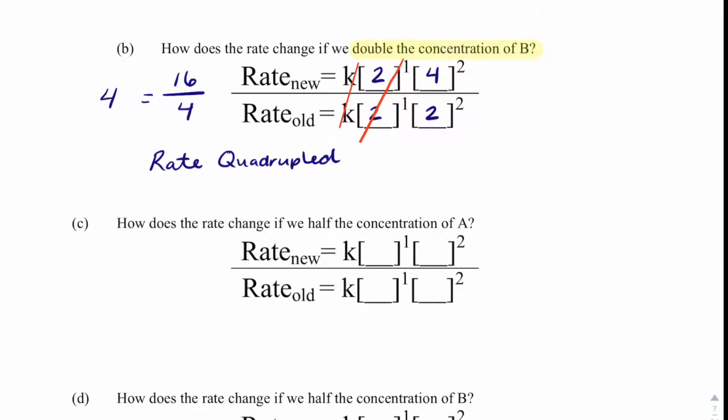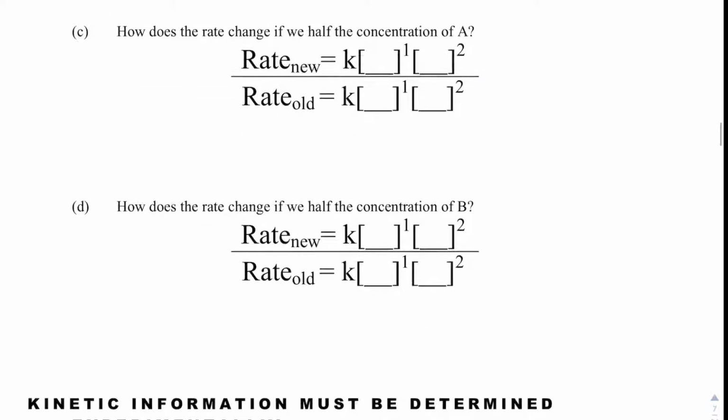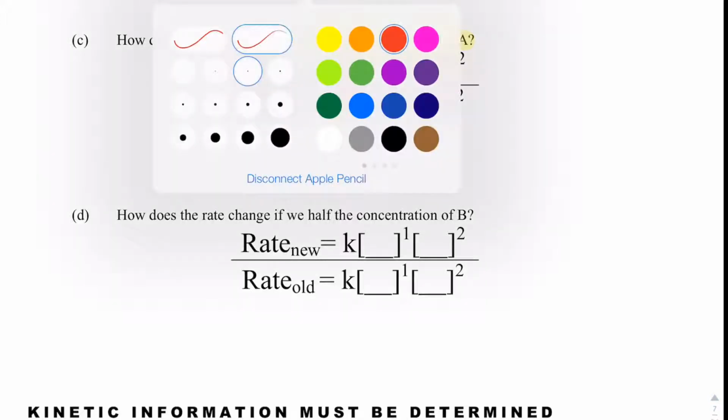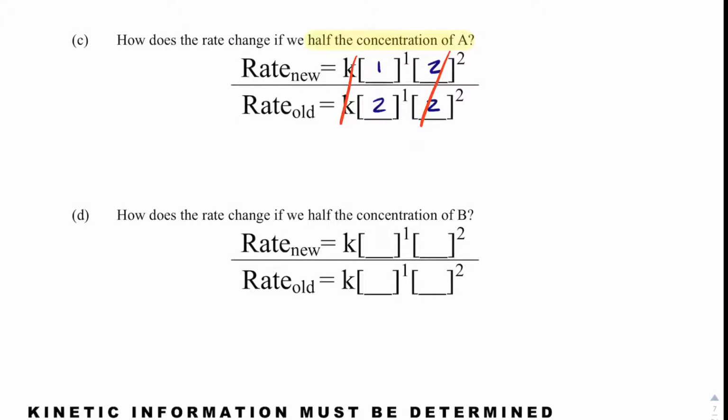Okay, now let's talk about what happens if we half the concentration of A. So everything initially was 2. I'm going to half A, and then I'm going to see what drops out. B stays the same. My K's drop out, and my B's drop out. And so what I'm left with is 1/2. And so my rate here has halved.